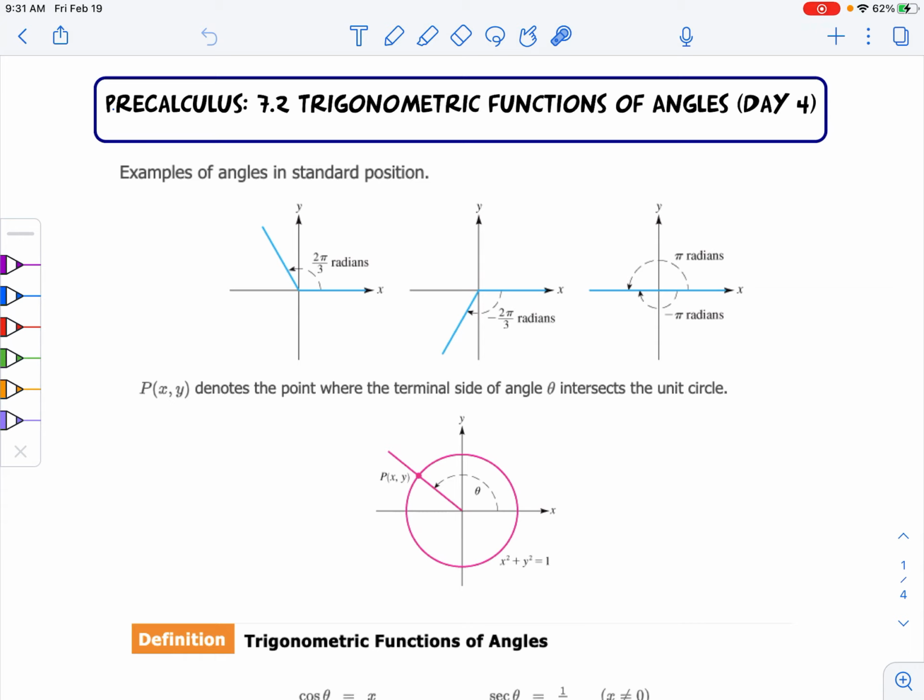You'll notice this picture is what we've looked at before. The point P(x, y) denotes the point where the terminal side of the angle intersects the unit circle. Same as with degrees, but now we're in radian mode. Here is the equation for the unit circle. If it's ever asking you to verify if a point is on the unit circle, you're just going to plug into this formula and make sure that it's true. You might be asked that in homework or in these notes as we go. When it asks, can you verify, it just means plug it into the equation of the unit circle and make sure that it's true.